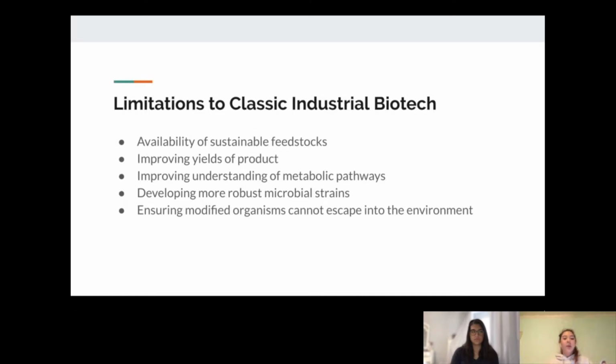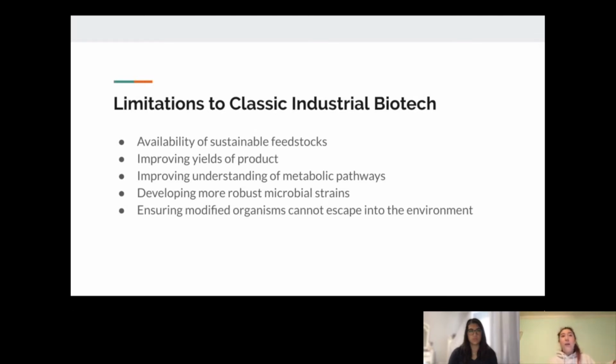And then finally, there's ensuring that modified organisms cannot escape into the environment. Industrial biotechnology does not always use modified organisms. It can use perfectly natural ones. But a lot of the ways that we find industrial biotech to be useful is when we modify organisms to make the yield better or to make a different product that we want. So these modified organisms cannot be released into the environment because we don't really know what kind of damage they would do. It might be nothing, but you never know.